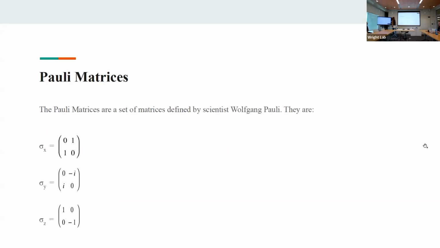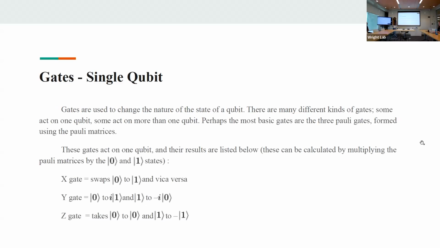The Pauli matrices are a set of matrices defined by Wolfgang Pauli, which are sigma x, sigma y, and sigma z. And they're instrumental in quantum mechanics. They're used for a lot of things like some basic gates and descriptions of qubit states. Now, gates are used to change the nature of the state of a qubit. There are a lot of different kinds of gates, some which act on one qubit, some which act on multiple qubits. Maybe the most basic gates are formed using the 3 Pauli matrices. They act on 1 qubit.